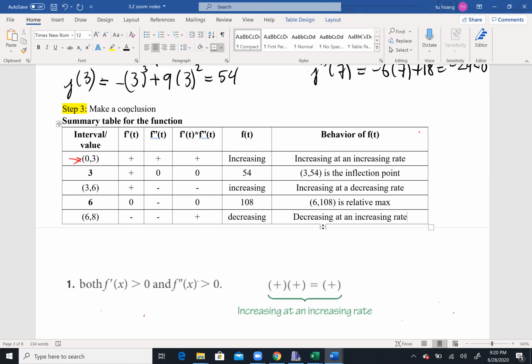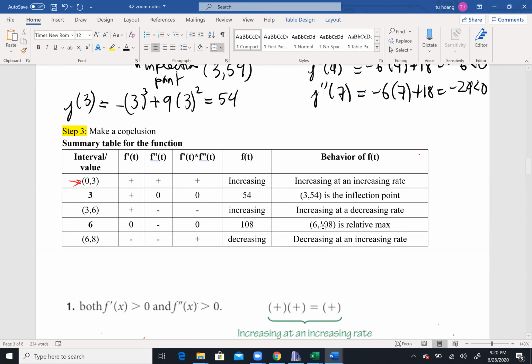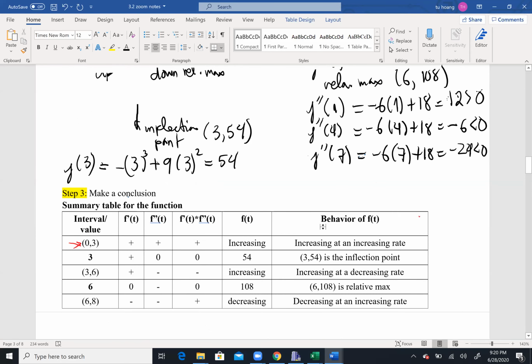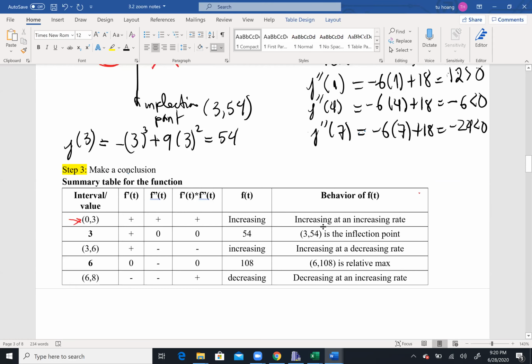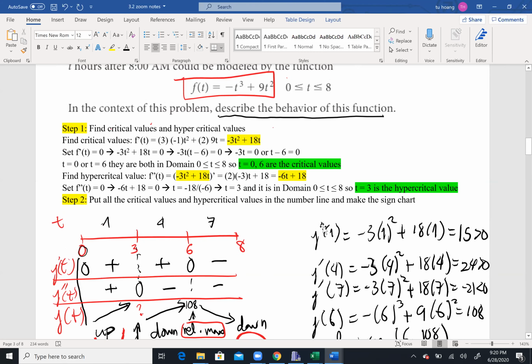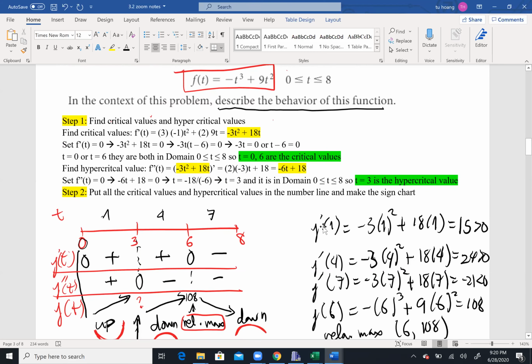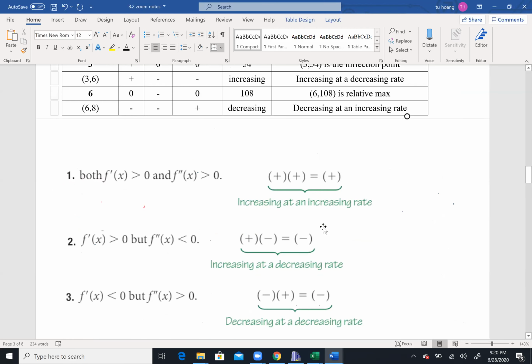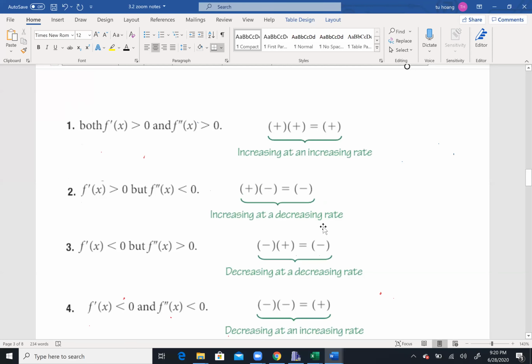So that is a way to determine the behavior of a function from section 3.2. The clearer, the better. Now I'm going to describe more. These are the things that you actually just learned from above.